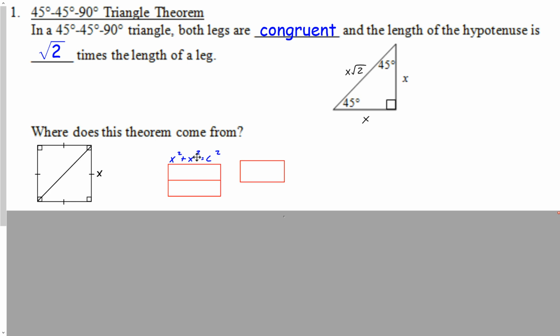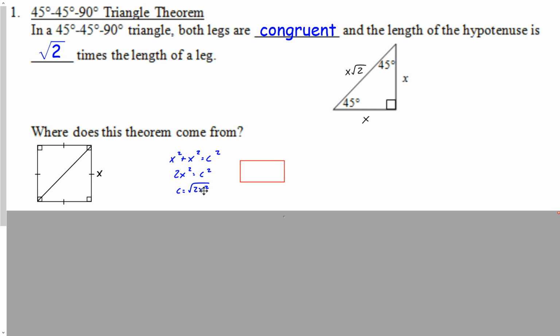So we would be able to take x squared plus x squared and have that equal to c squared. Now combining like terms, a little algebra, you have 2x squared equals c squared. And then to solve for c, you take the square root of both sides. Now thinking back to simplifying radicals, we can apply the same type of concept when we just use numbers to also being able to simplify with variables.